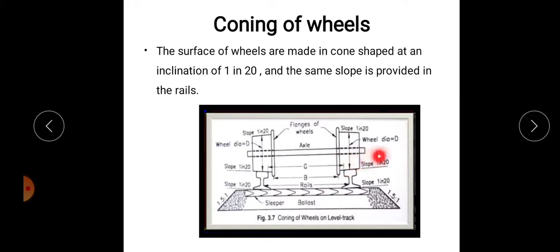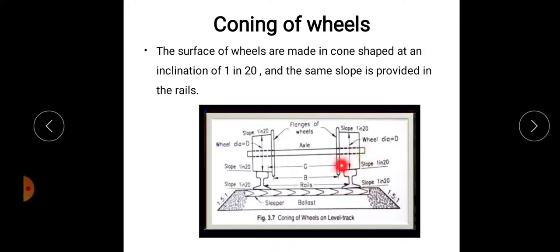The wheels are made in a cone shape at an inclination of 1 in 20, and the same slope is provided in the rails also. The rails are also provided with a slope of 1 in 20, the same as that of the wheels. That is what is known as coning of wheels. Since the wheels are provided in the cone shape, the same slope is given for the rails also.